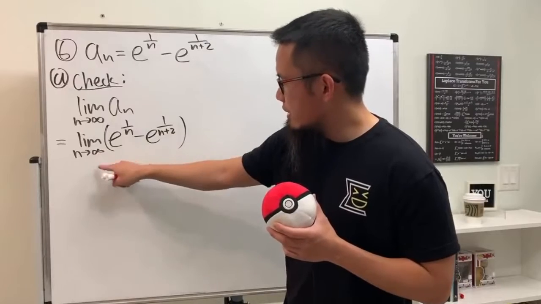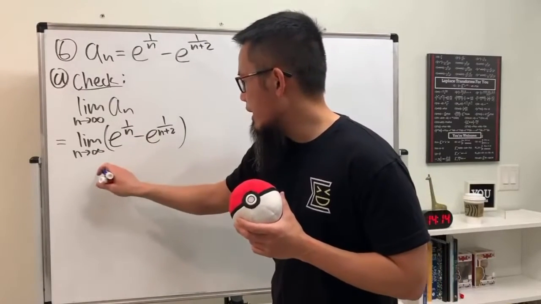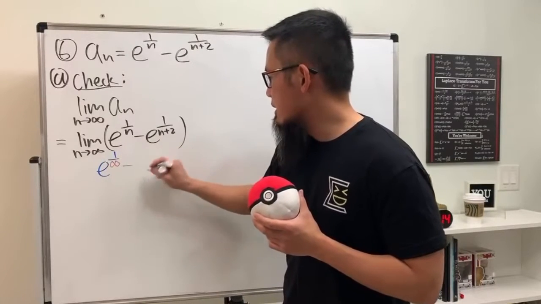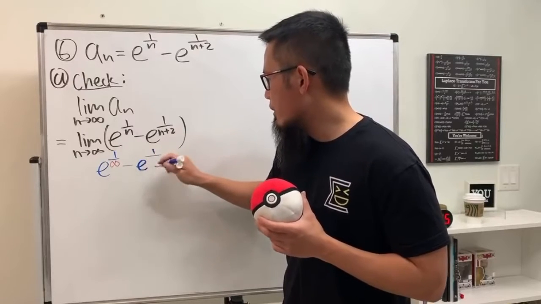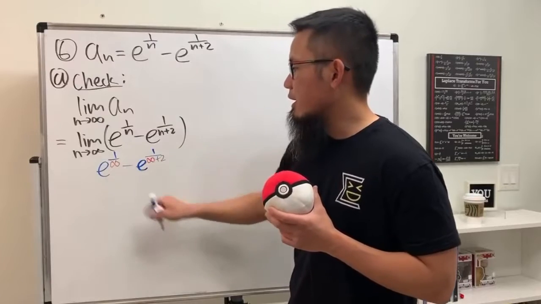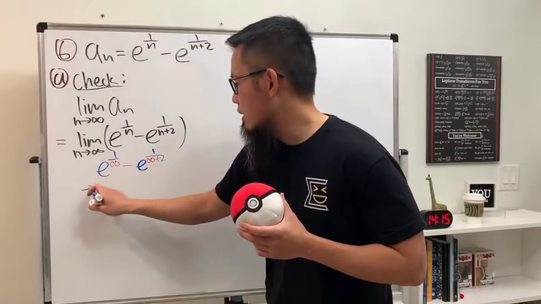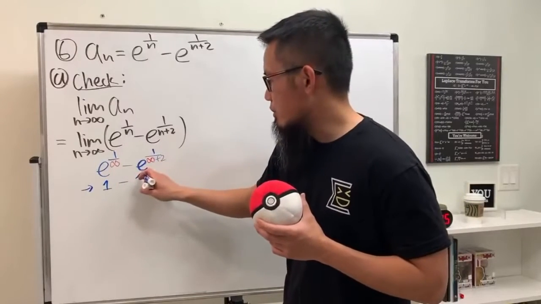Now, check this out. If you put infinity to here, you get, let me just put this down so we can follow along, e to the 1 over infinity, and then minus e to the 1 over infinity plus 2, right? So that's pretty much the idea. But this right here is just 0. So e to the 0 is just 1. And then minus, again, this is also e to the 0, which is just 1.